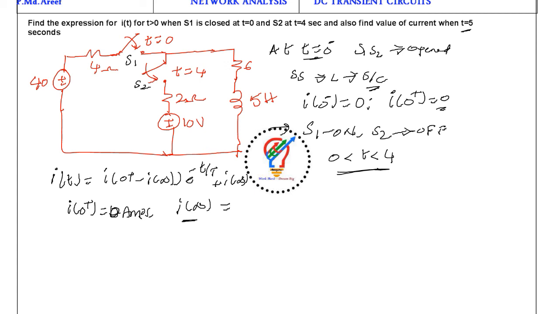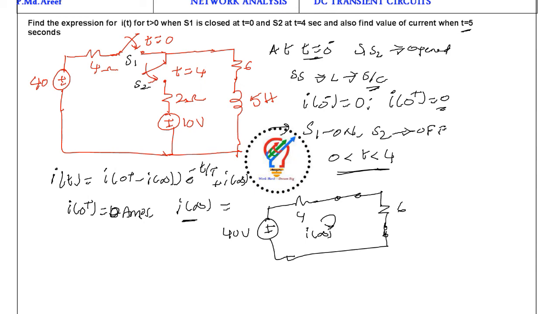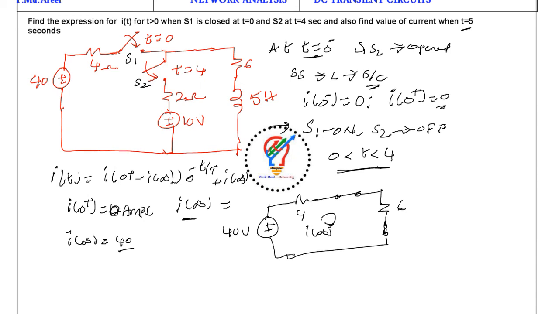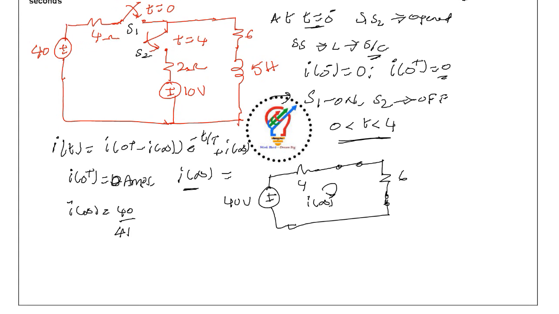So it's nothing but 40 volts connected in series with 4, and the switch is closed here. This switch is open, so I won't draw it. Again, here having 6 ohms, the inductor acts as a short circuit. So this is the current. What is I of infinity? I of infinity is equal to 40 divided by 4 plus 6, which is nothing but 4 amps. So I got 4 amps.